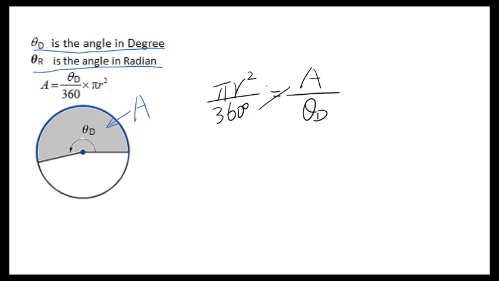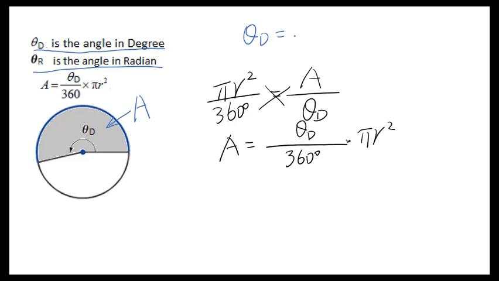Then you can do cross multiply. A equals, the same line go to denominator. That's how you get the 360 degrees as denominator. Then theta d times pi r squared. We already know this theta d equals 180 degrees over pi times theta r, which means the central angle in radian.